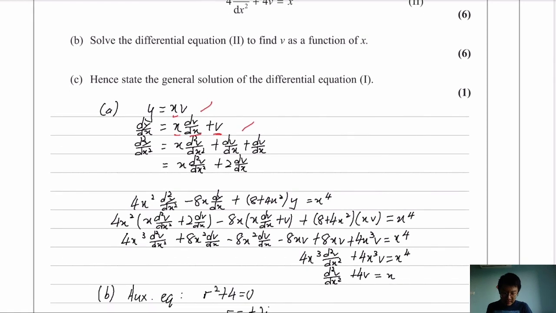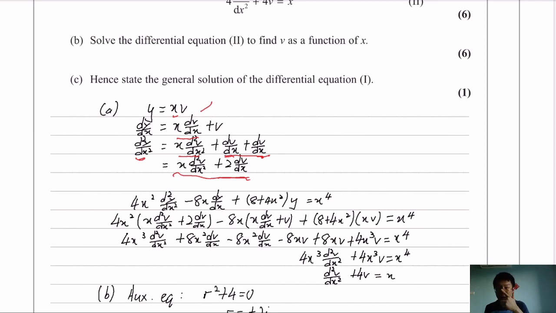The second derivative is when we differentiate this whole thing again. For the first term, we keep the x and differentiate dv/dx. For this one, we keep the dv/dx and differentiate the x. The last term, we differentiate the v, so we get dv/dx. We can add up the two dv/dx terms to get 2 dv/dx. So this will be our expression for d squared y/dx squared.